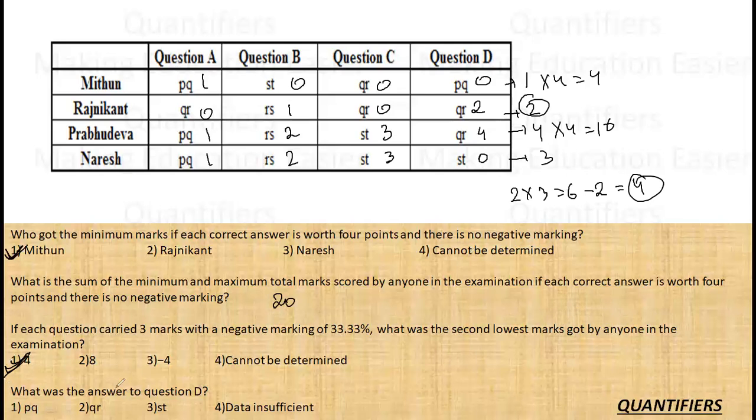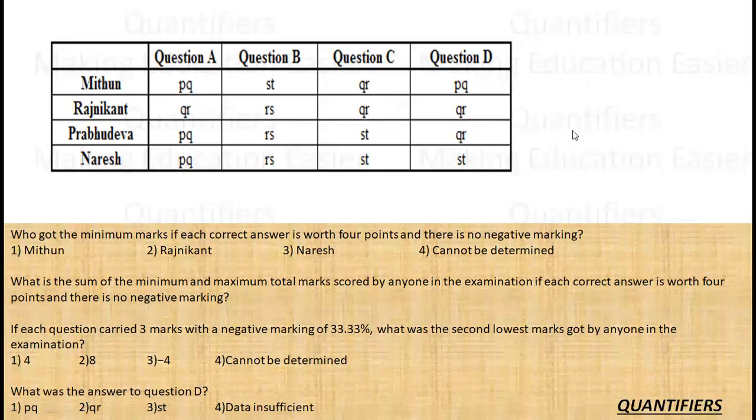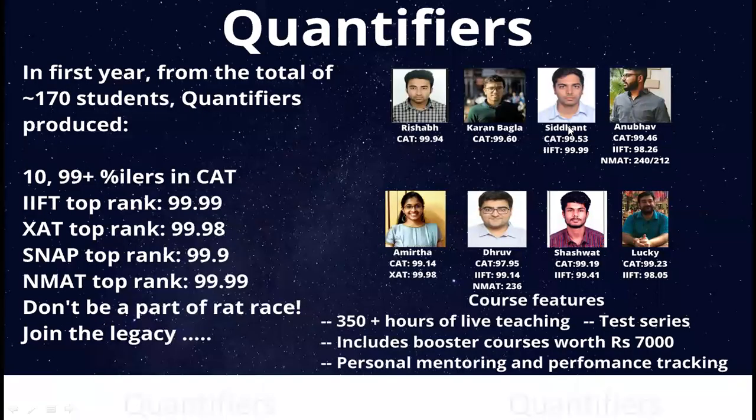The last question is, what is the correct answer to question D? Assuming Prabhudeva has all correct answers, it is QR. QR is the correct answer. So again, a pretty easy and straightforward one. So these are my required answers. As I said, this is one of the easiest sets on the pendulum.